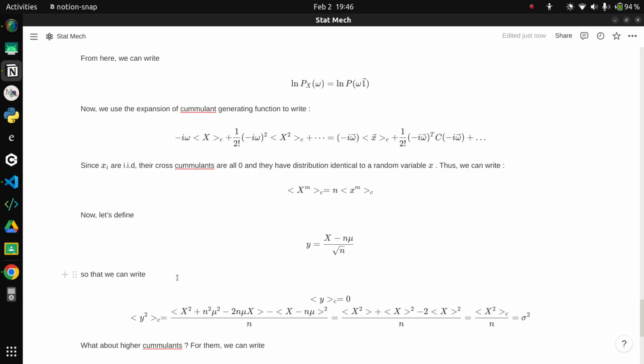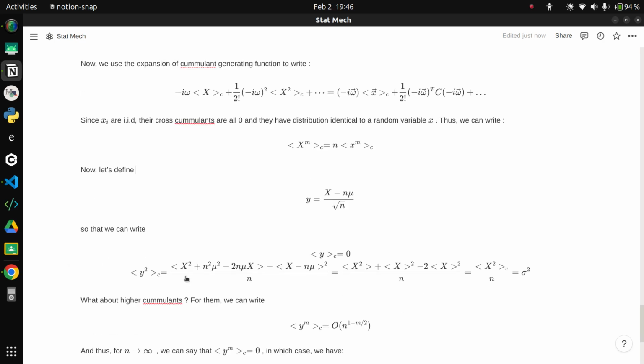Sorry, the variance of each variable summed up, right? But then you have some sigma factor that you have to put in, but it's okay, it makes sense, right? That's what's important. Okay, and so now that we have defined this small y variable, we want to be writing the cumulants for y.